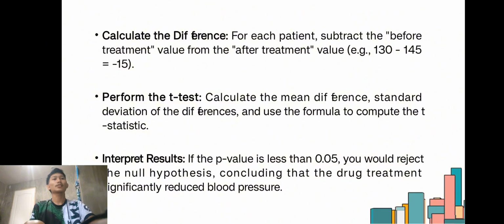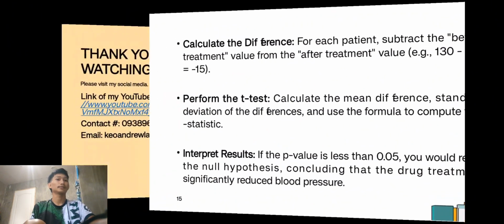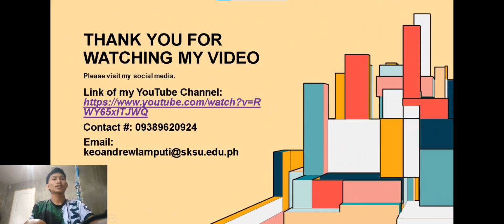Perform the t-test. Calculate the mean difference, standard deviation of the differences, and use the formula to compute the t-statistic. Interpret results. If the p-value is less than 0.05, you would reject the null hypothesis, concluding that the drug treatment significantly reduces blood pressure. And that's all, ma'am.